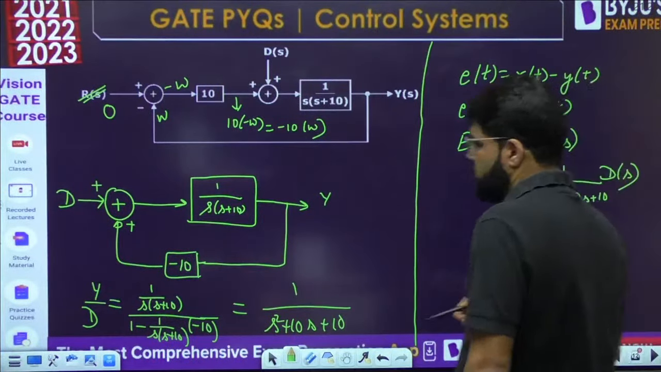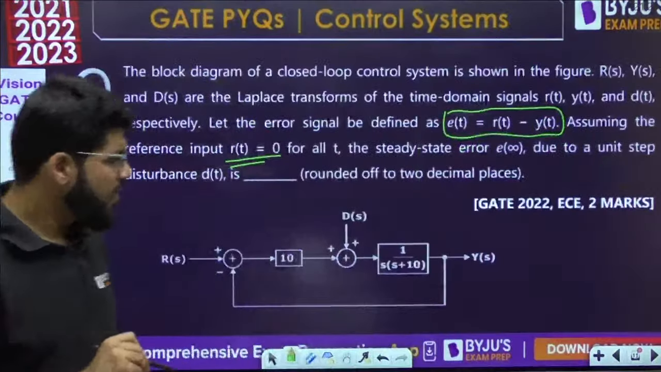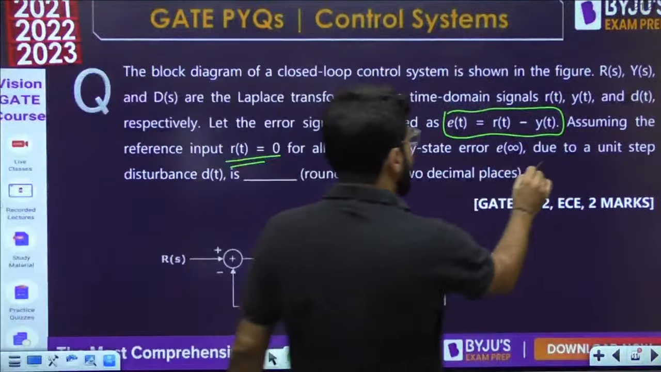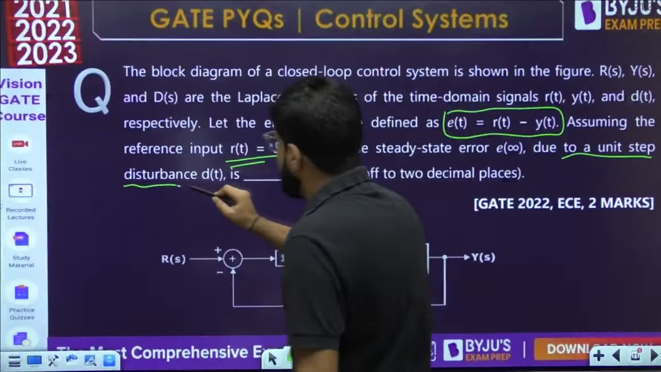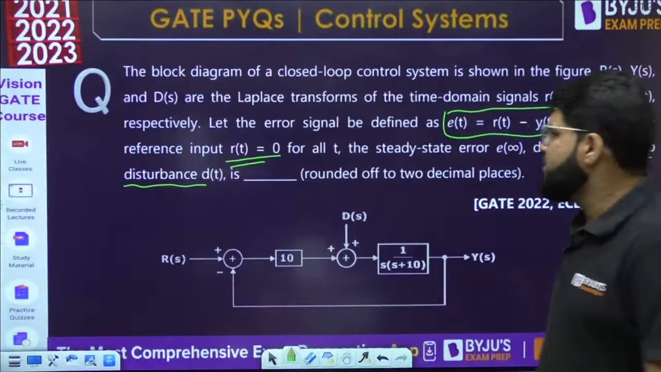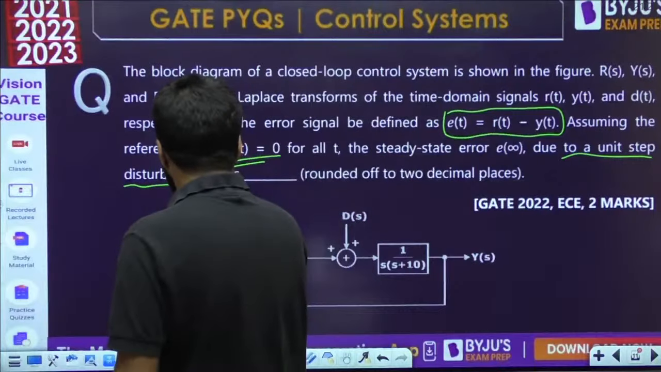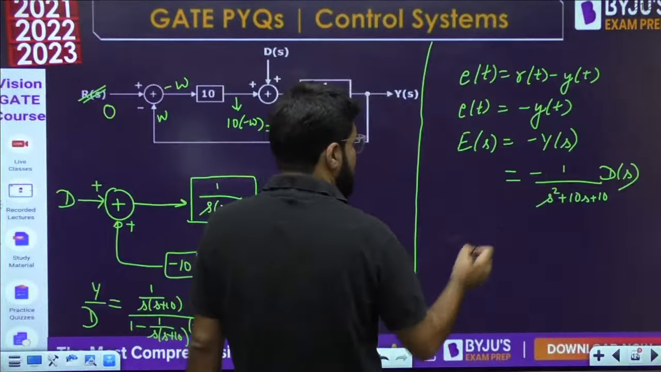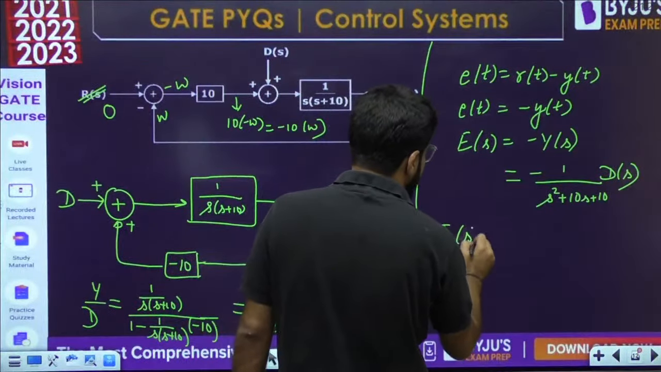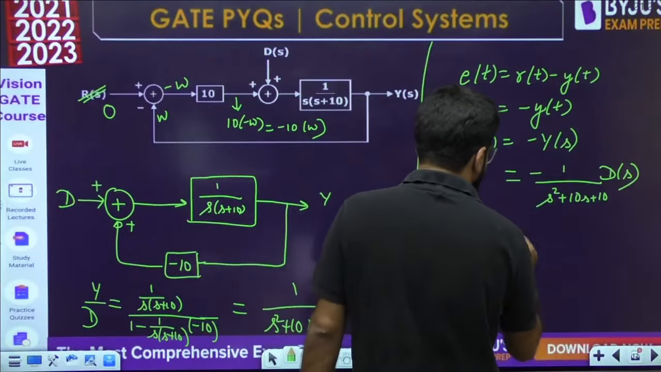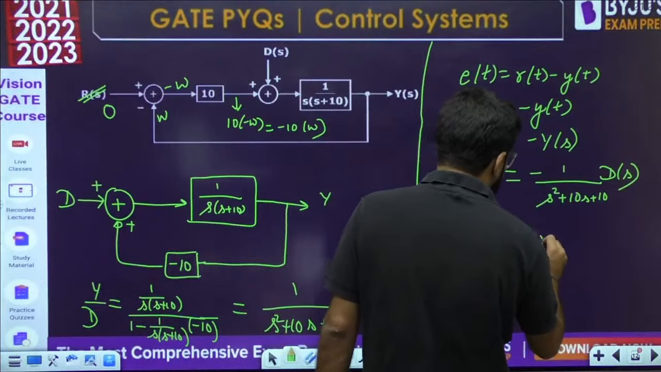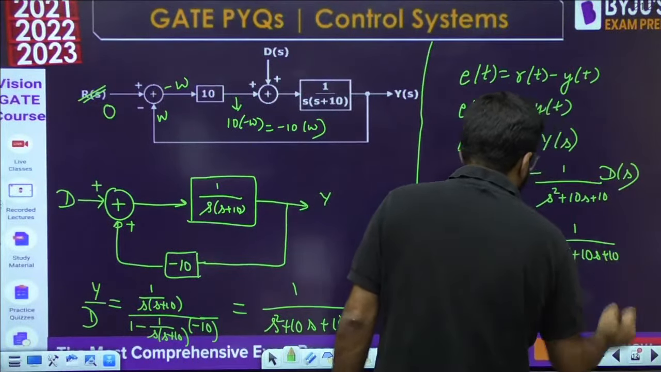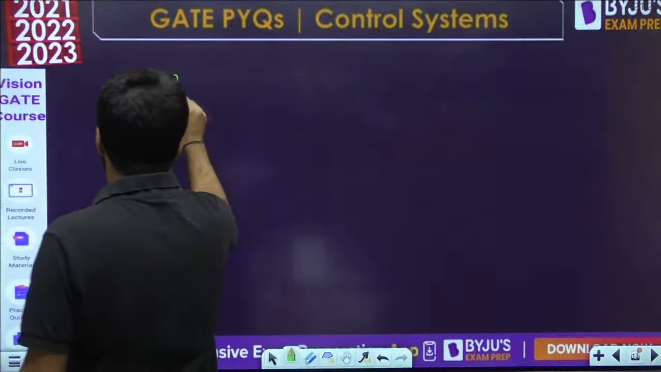multiplied by the DS input. Now what is the DS input given to me? It's a decent question, 2022, 2 marks. The DS input given to me is the unit step disturbance. So what is going to be DS? In the Laplace domain, it's going to be 1 upon S. So substitute here. Eventually the error signal is minus 1 by S into 1 upon S square plus 10S plus 10. But what we need is the steady state error.